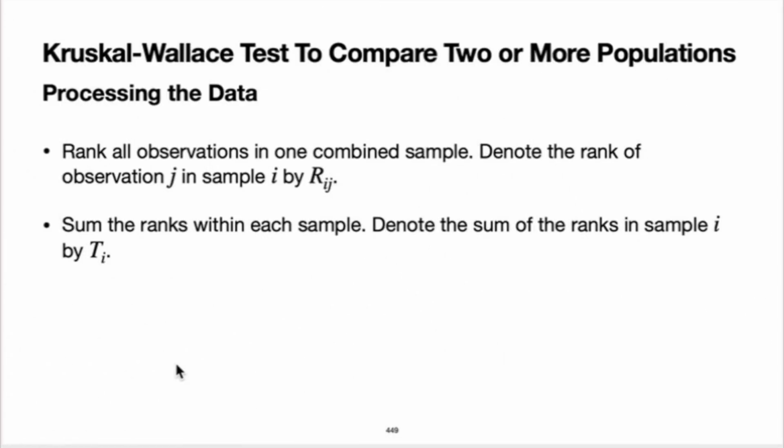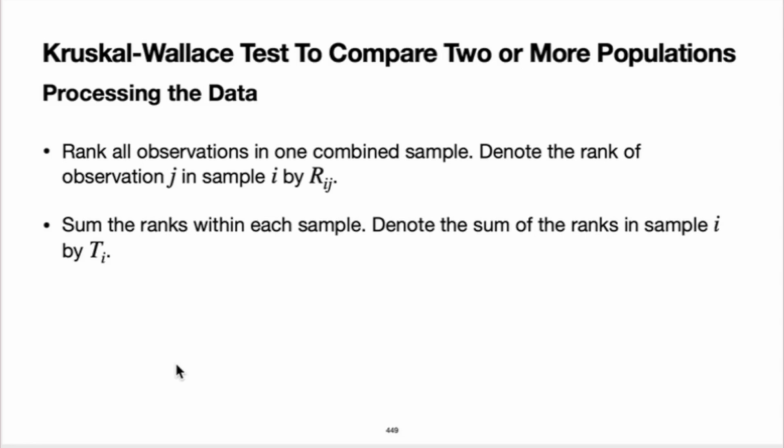Now, the procedure for processing the data and obtaining the test statistic should look fairly familiar, because we can think of this as a generalization of the Mann-Whitney test. We're going to rank all the observations in one combined sample. We're going to put all those k samples into one, and then rank those observations by creating an ascending data array containing all of the observations, assigning the ranks to those observations. Again, if there are tied ranks, then we do what we normally do. We give the tied observations the average rank corresponding to the positions that they hold in that ascending data array.